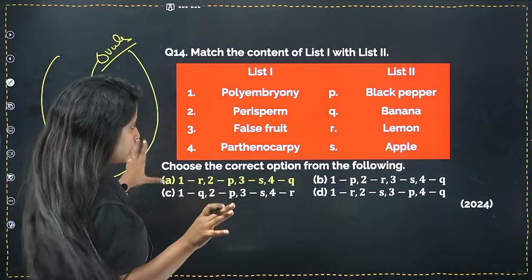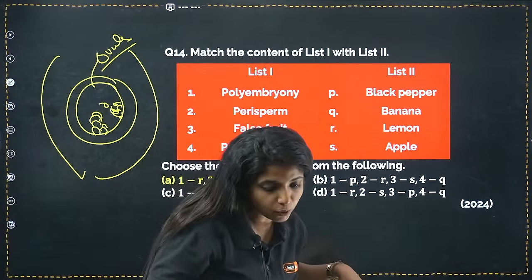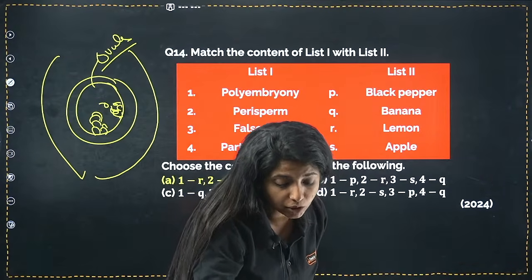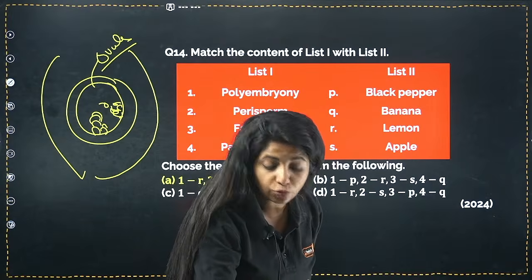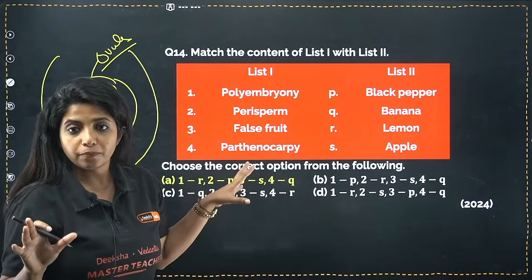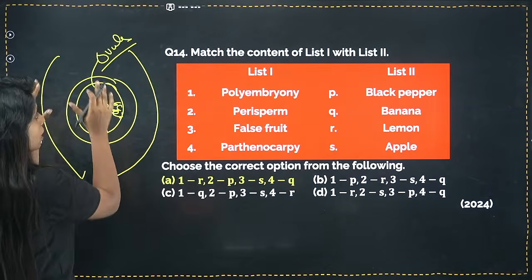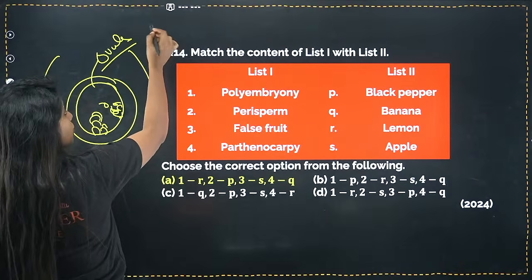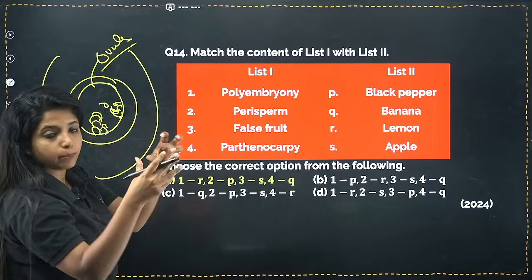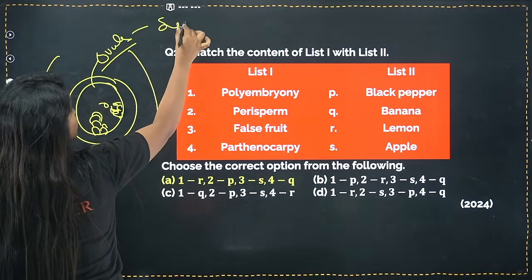Now, over here, you are asking me about parthenocarpy, right? Parthenocarpy, on the other hand, is where there is no fertilization happening. That has nothing to do with the ovule. Listen to me very carefully. Usually, when the ovule undergoes fertilization, where the male and the female gamete fuse together, the ovule transforms into what?